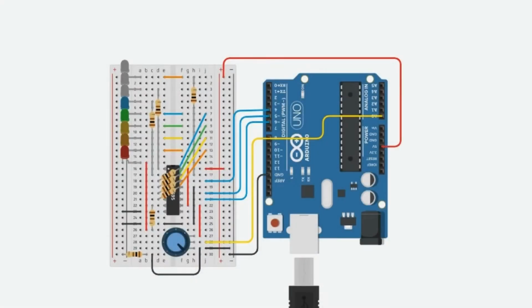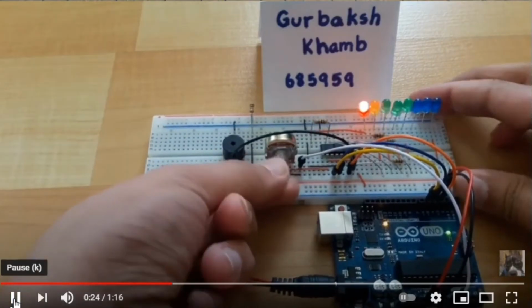This circuit is the same as circuit number 5. The only difference is that a 10k ohm potentiometer is added. When we turn the potentiometer, the LEDs start to light up in a sequence. I've also added a piezo buzzer in my circuit.